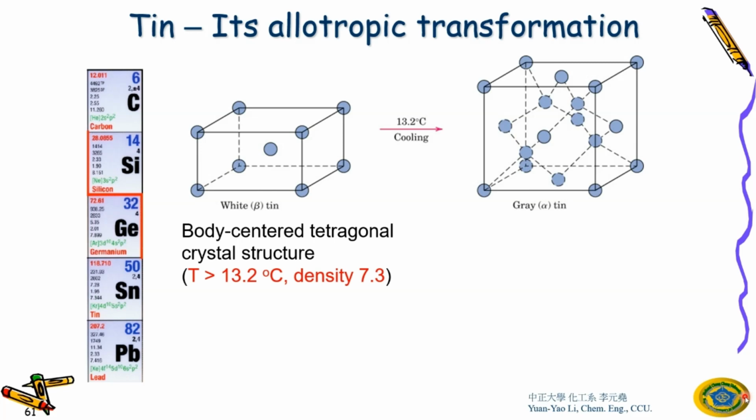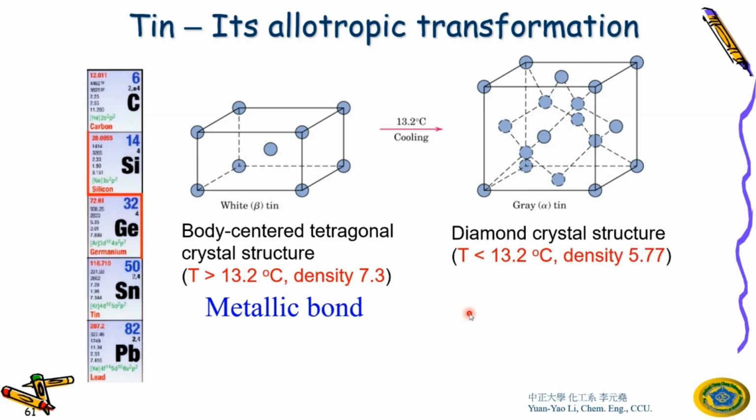And the funny, interesting thing is that when you change the structure, the volume changes, the density changes, I should say. The density, because the weight doesn't change, so the volume changes. So the density changes from 7.3, and this is called metallic bond. The bonding is metallic bond. Okay, and then when you drop the temperature below 13.2, density dropped from 7.3 to 5.7. And this is covalent bond. And you can see it's sp3. So it's very interesting, right?